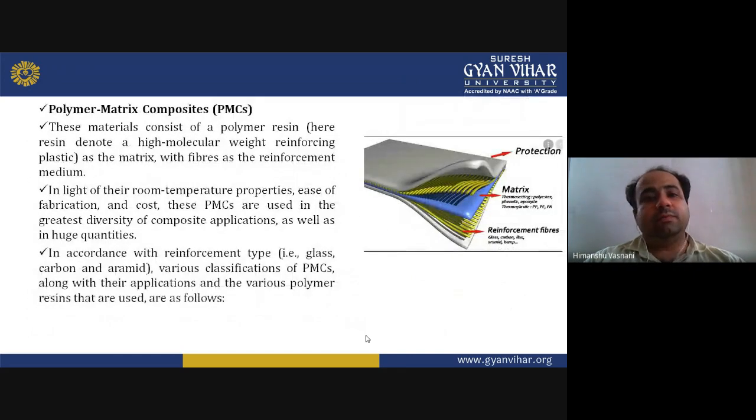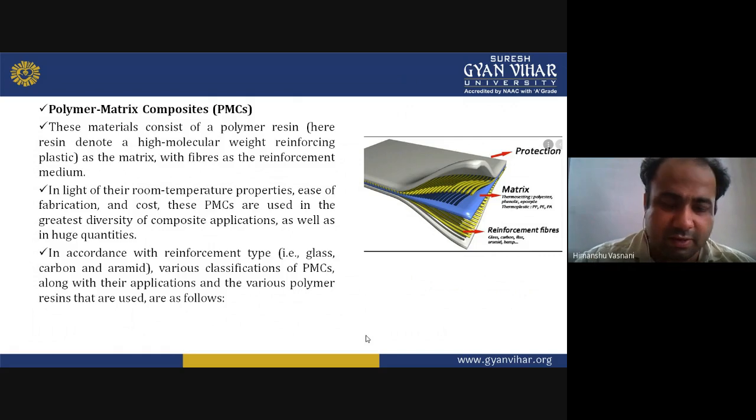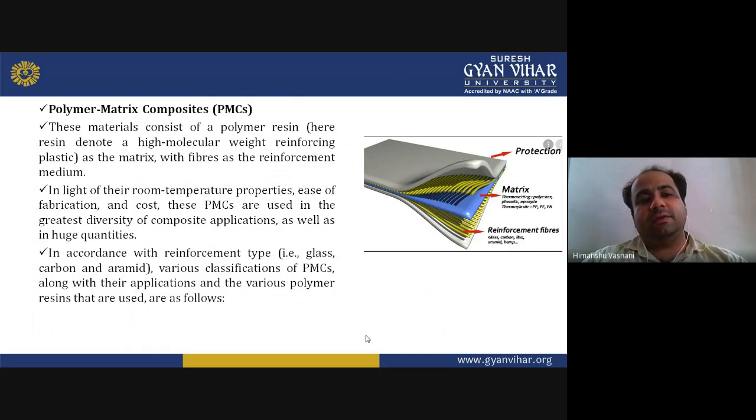Now come the polymer matrix components. You can see this in the figure also. These materials consist of polymer resins. Here, resins denote a high molecular weight reinforcing plastic as the matrix with fibers as a reinforcing medium. In light of their room temperature properties, ease of fabrication, and cost, these polymer matrix composites are used in the greatest diversity of composite applications as well as in huge quantities.